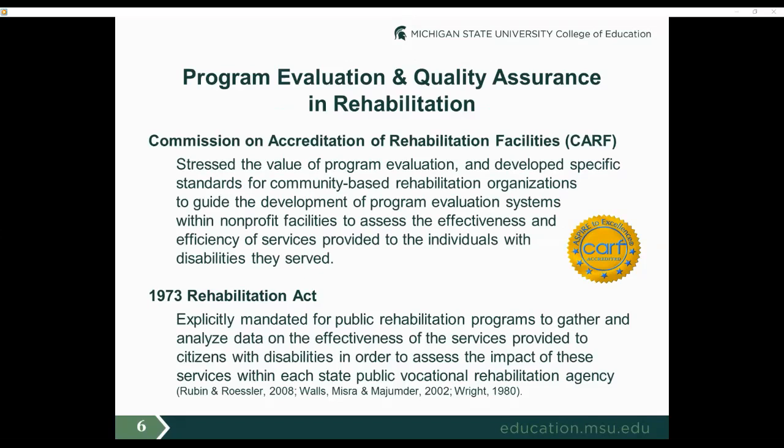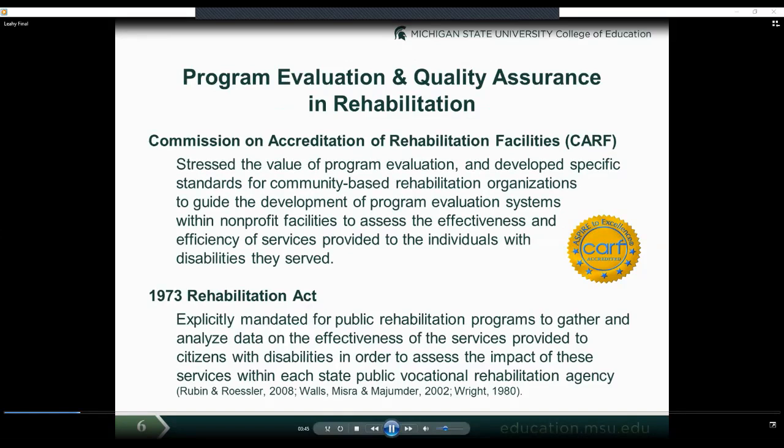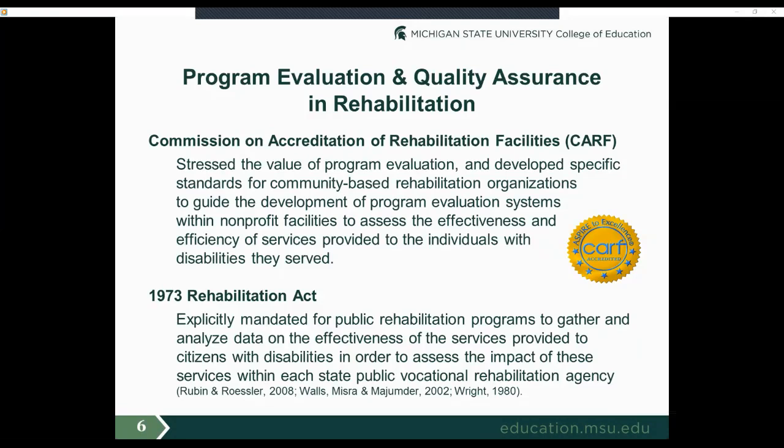In terms of background, the public VR program has for many decades produced outcome data on closed cases. In the private sector, we've also seen CARF as an accrediting body of private rehabilitation organizations require for accreditation that program evaluation not only exists and is active within the organization, but that there's real use of those data for decisions about policy and practice that improve the services provided. As this slide indicates, the Commission on Accreditation of Rehab Facilities was really one of the first to talk very specifically about program evaluation and its uses.